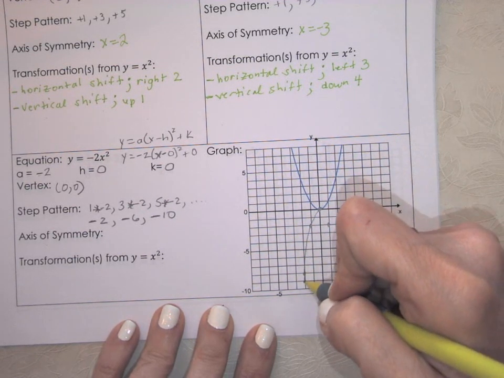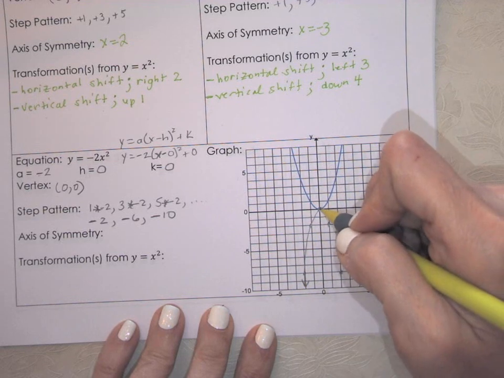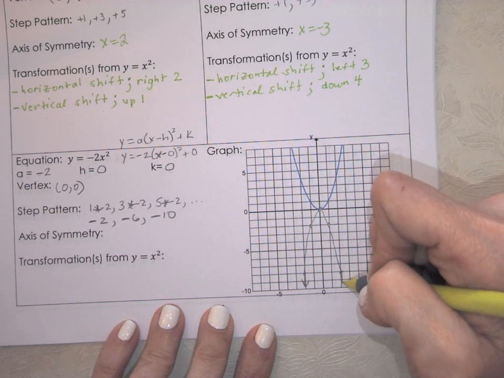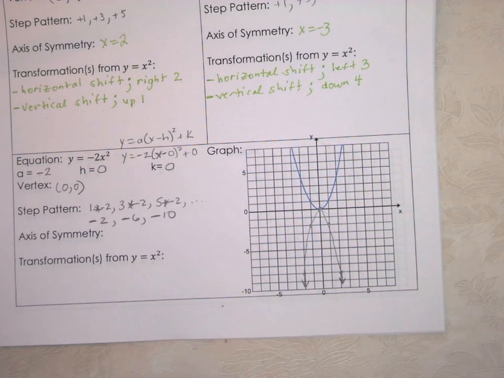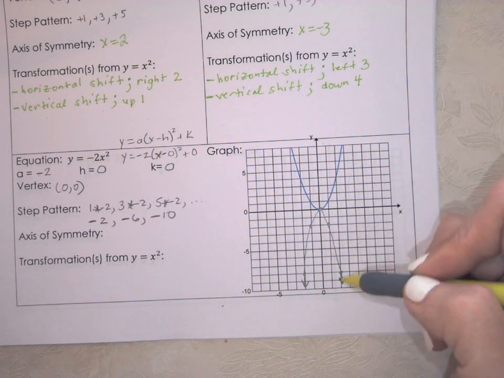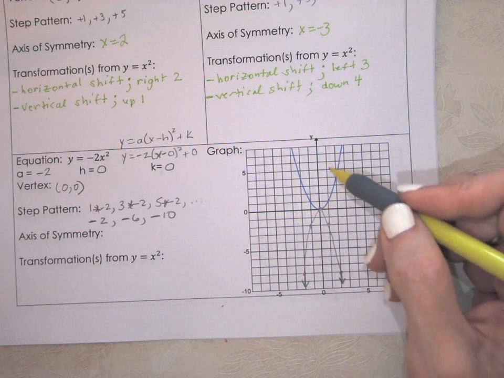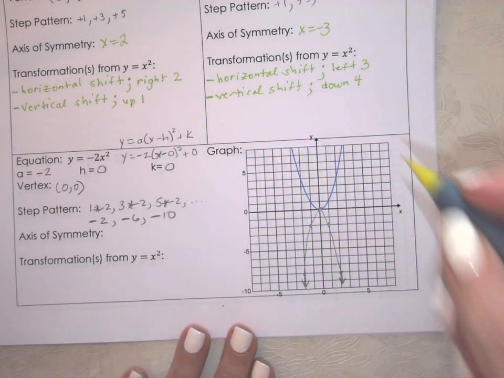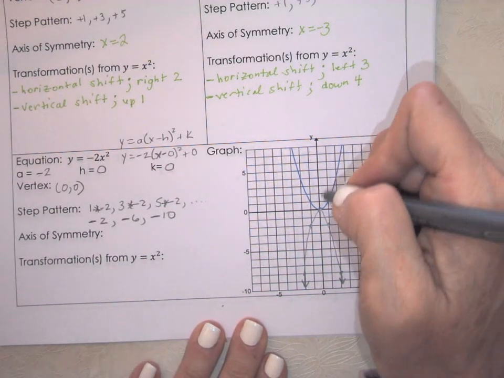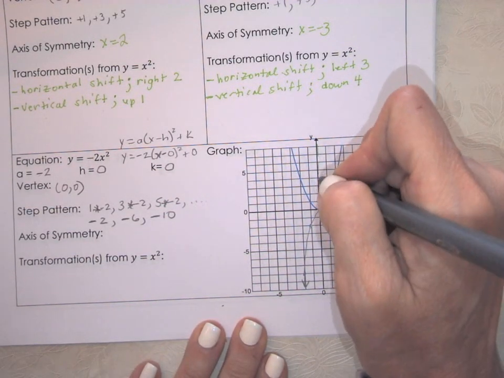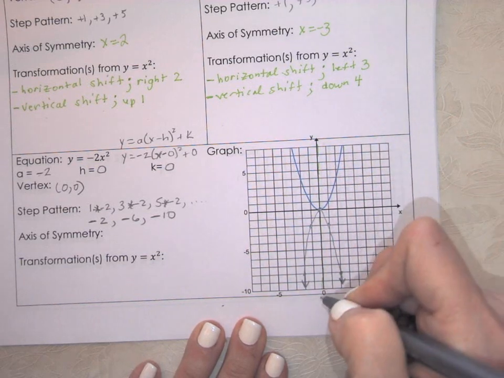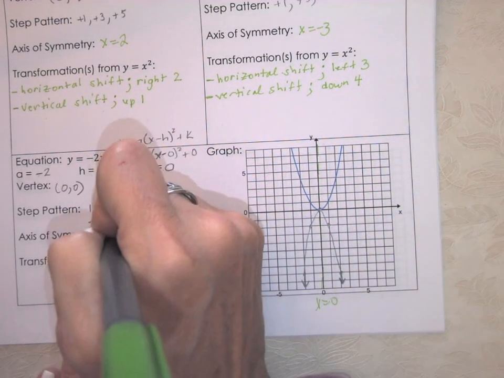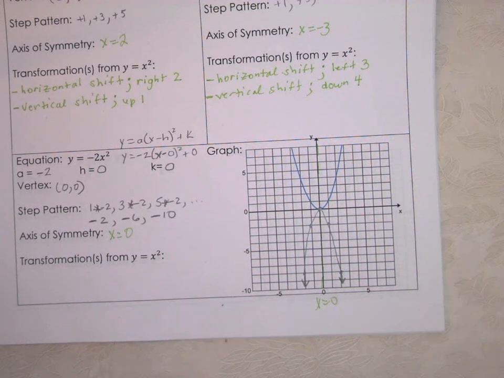And now that I've changed the a value from being a 1 to a 2, these aren't congruent parabolas anymore. If I cut this one out, it would be skinnier, it would look skinnier. We call that a vertical stretch. And our axis of symmetry, again, just goes through the vertex. So it's just going to be x equals 0 again, like our y equals x squared parabola.